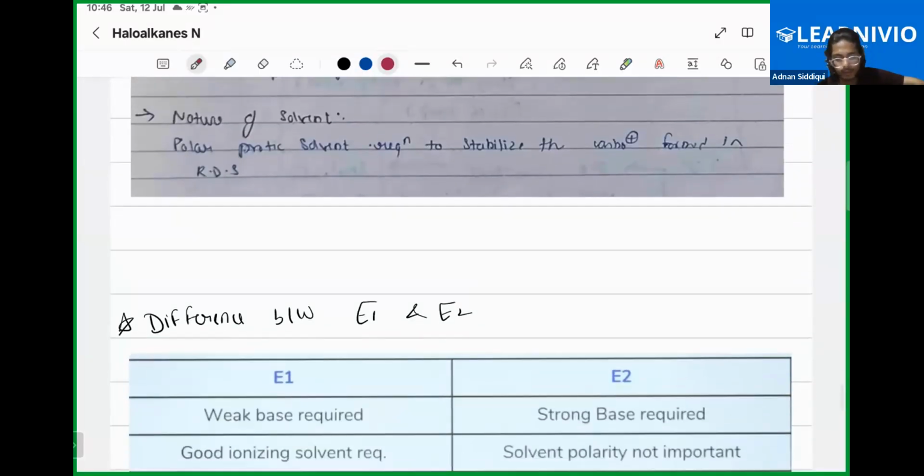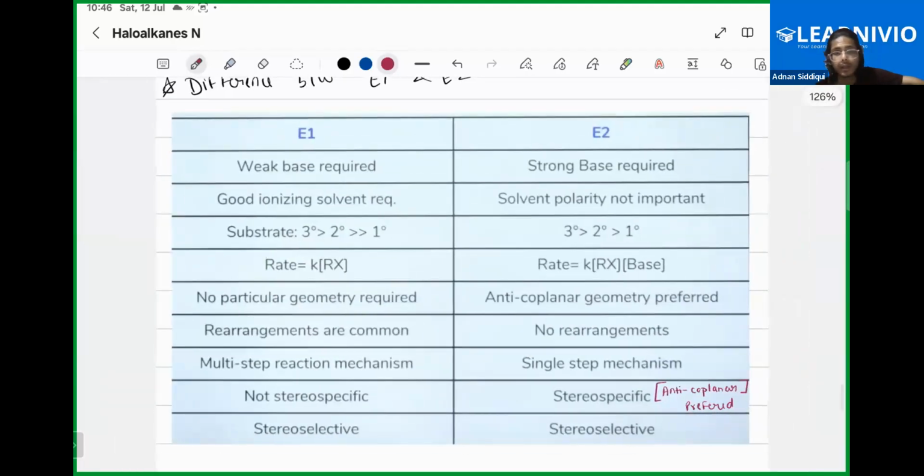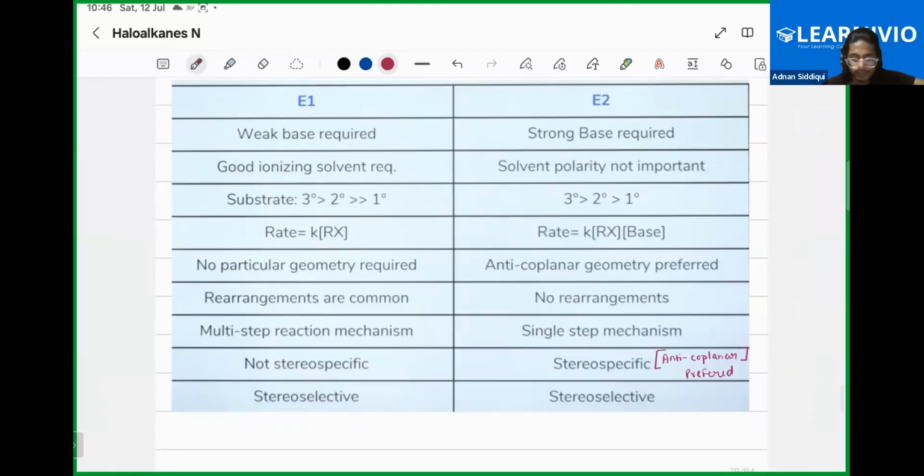Now E1 and E2. E1: weak base will be preferred. E2: strong base. Good ionizing solvent. Solvent polarity is not important for E2. Both of them have this 3 degree, 2 degree, 1 degree order. In rate, E1 only depends on substrate. E2 depends on substrate as well as base.